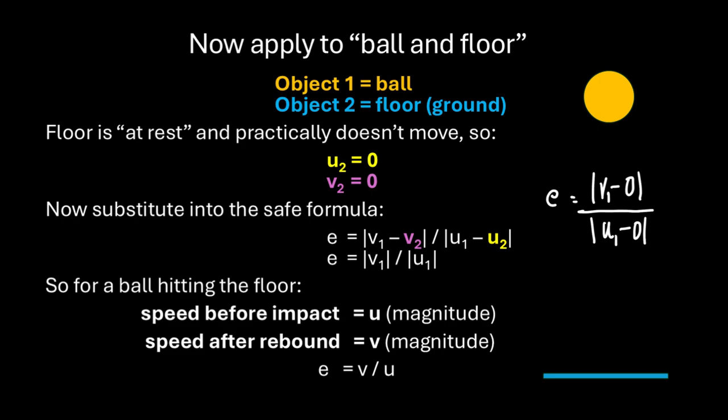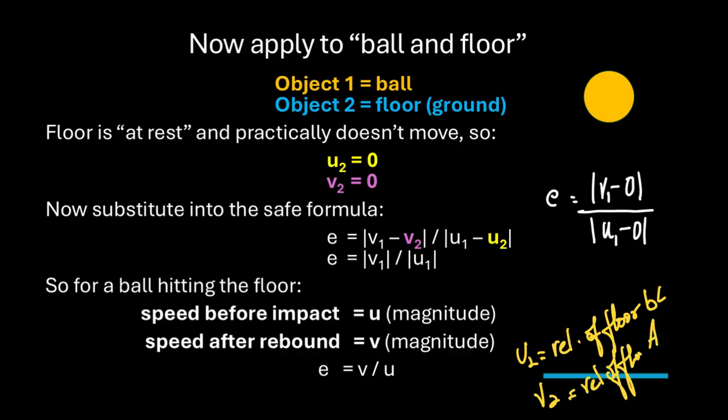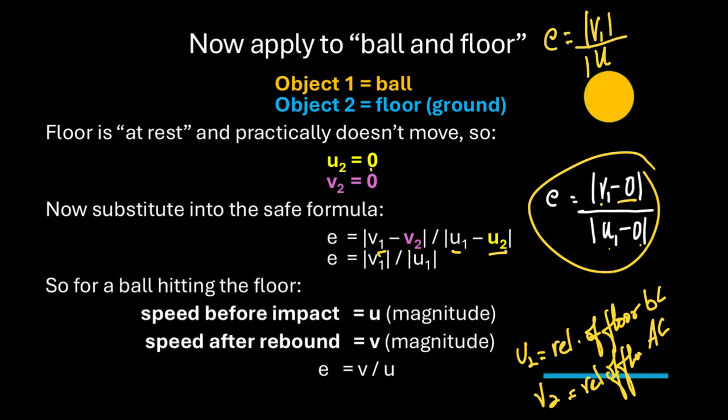What is U2? U2 is the velocity of the floor before collision. What is V2? V2 is the velocity of the floor after collision. So these two terms, U2 and V2, are 0. So in this calculation, we get V1 minus V2 as V1 minus 0, and U1 minus U2 becomes U1 minus 0, which gives us from this equation, e is equal to magnitude of V1 upon magnitude of U1.